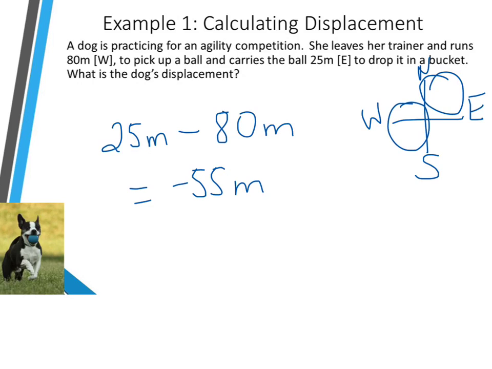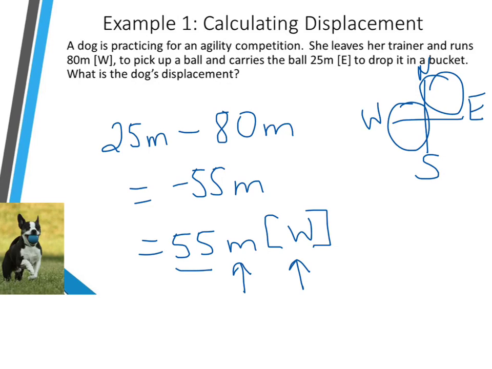And then in our final answer, we're not going to leave it as negative because they didn't actually travel in negative. That negative is telling us that the dog traveled 55 meters west. And so a displacement always has to have units and a direction. So your answer needs to have two parts. And of course, it also has to be rounded to the correct number of sig figs. So we'll treat that as 2 sig figs.